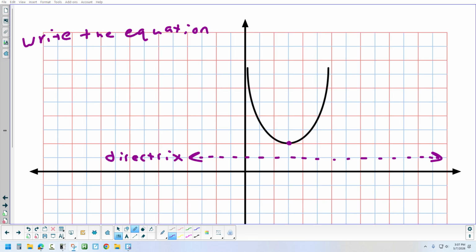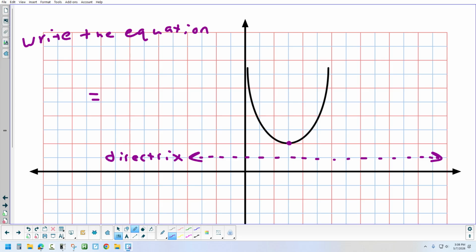Okay, so for the next problem, we're going to look at an example where I give you a picture, and we're going to try to come up with the equation. So the first thing we want to do is figure out the general form, because there's 4 different ways that a parabola can open: up, down, left, or right. What do we know when a parabola opens up? What do we know about the number, like the 4 that's on the right-hand side? Is it a +4 or -4?